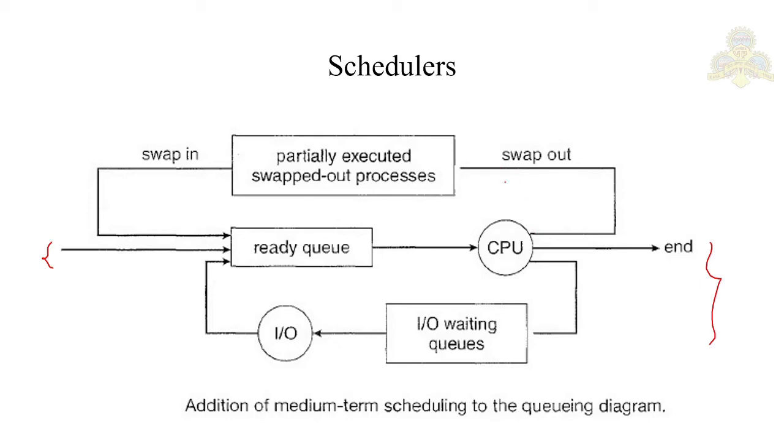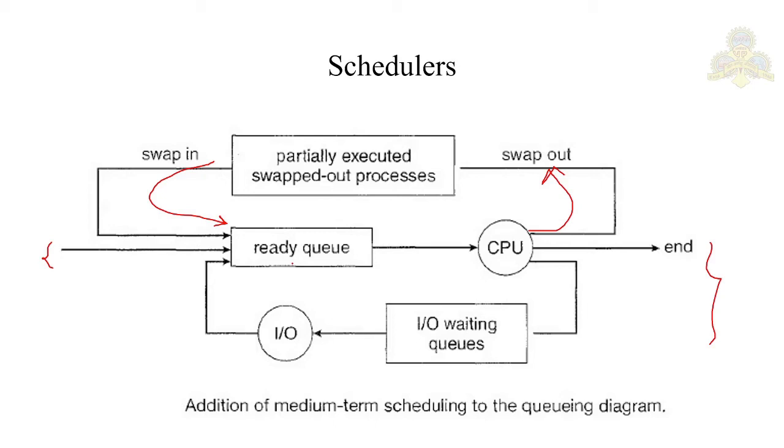Swapped out means it can be moved out of your main memory. Whenever it is executing, it can be moved out, that is swapped out from the main memory. It can be put in a partially executed swapped out process queue. Then once the high priority process leaves the system, these partially executed processes can be swapped back into the ready queue, and its execution can be carried out.